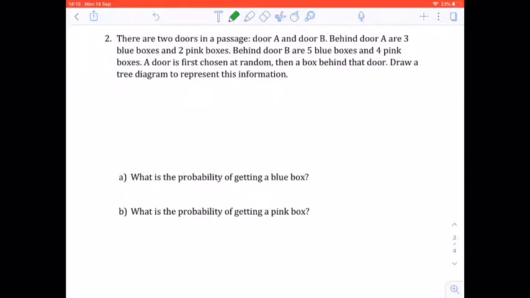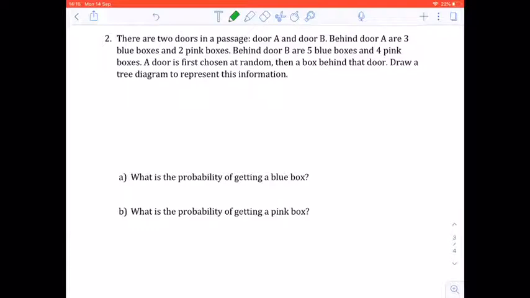Let's try another tree diagram question. There are 2 doors in a passage, door A and door B. Behind door A are 3 blue boxes and 2 pink boxes. Behind door B are 5 blue boxes and 4 pink boxes. A door is first chosen at random, then a box behind that door. Draw a tree diagram to represent this information.